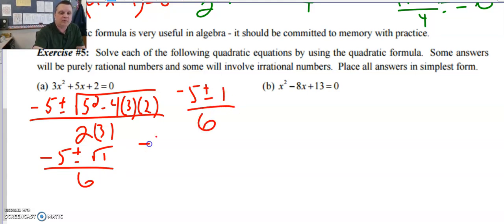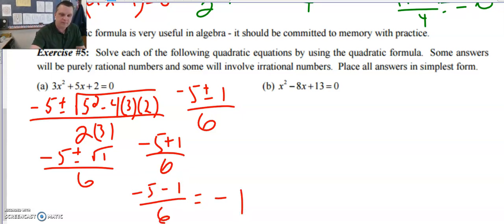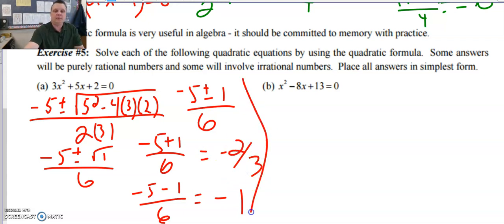You have to find both of them. Negative 5 plus 1 over 6. Negative 5 minus 1 over 6. Okay, you get a negative 1 and a negative 2/3. Okay? So because that was a perfect square underneath the radical, you could have factored it. But if they specifically ask you one method to use, then that's the method you have to use. Okay? Now here's b.